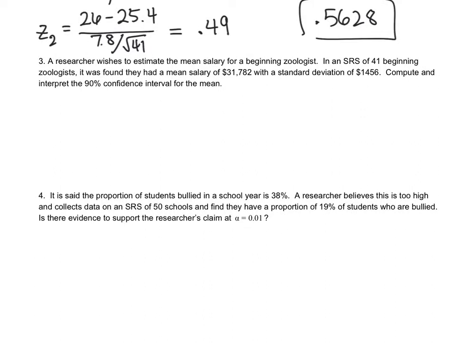Problem 3, we have that a researcher wishes to estimate the mean salary for a beginning zoologist. In an SRS of 41 beginning zoologists, it was found they had a mean salary of $31,782 with a standard deviation of $1,456. Compute and interpret the 90% confidence interval for the mean. So anytime we're talking about confidence interval for mean, that's a t-score. So we want to use our t-score formula, which is x bar plus or minus our t-score times the sample standard deviation divided by square root n.